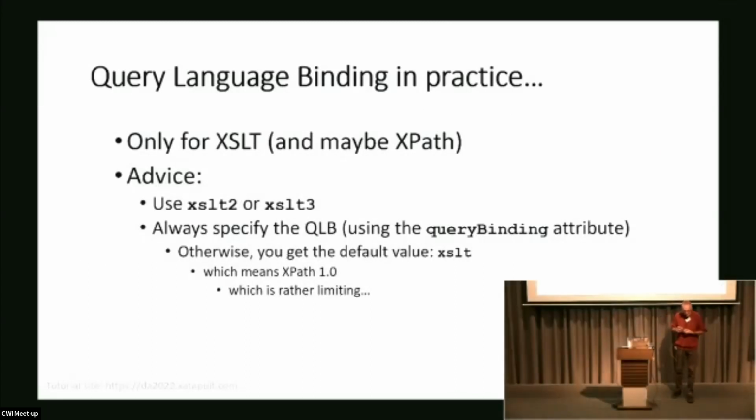If you don't specify the query binding attribute, you'll get XSLT, which means that all your XPath expressions will be XPath 1, which is, I think we can all agree upon, severely limiting at this moment in time. And there's lots of things you can do with XSLT 3 or XPath 3.1 that you cannot do with XPath 1. So don't do it, just put the query binding XSLT3 on your root attribute.